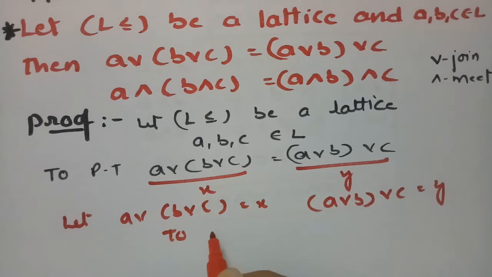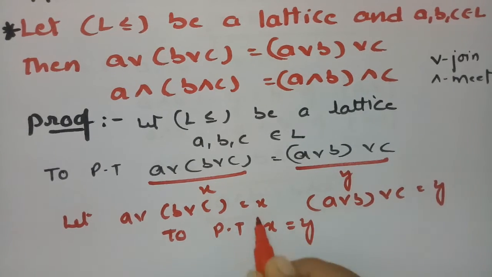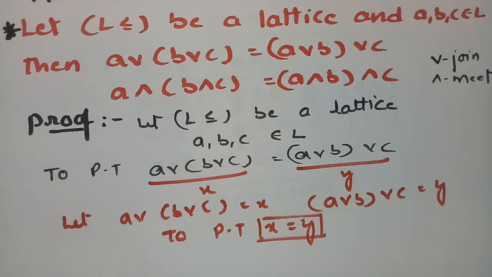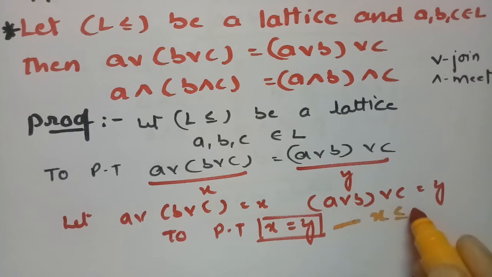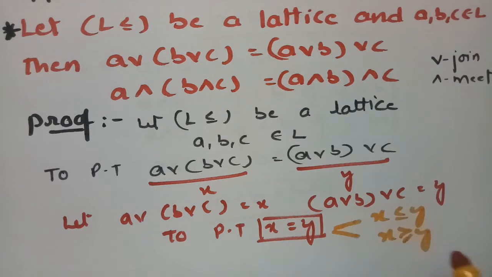Now what I have to prove is that X is equal to Y. For showing X is equal to Y, I need to show X less than or equal to Y one time and X greater than or equal to Y one time. If I have shown these two, I can easily conclude that X is equal to Y.